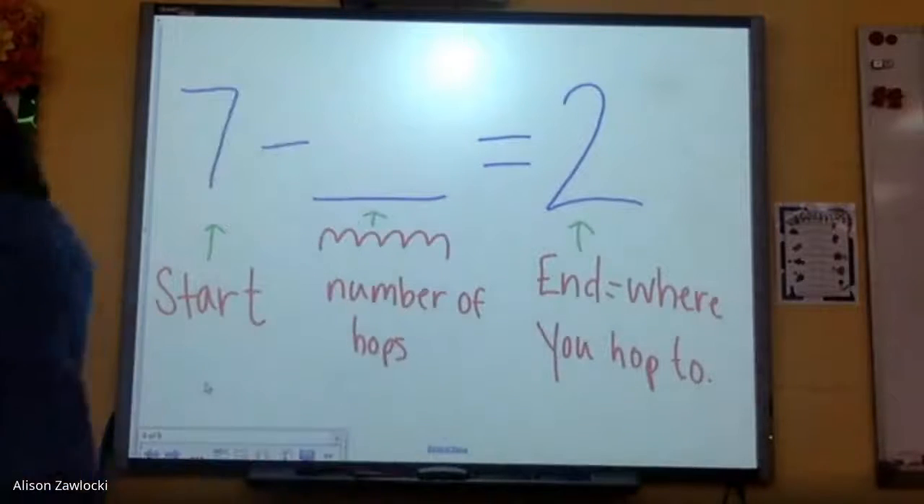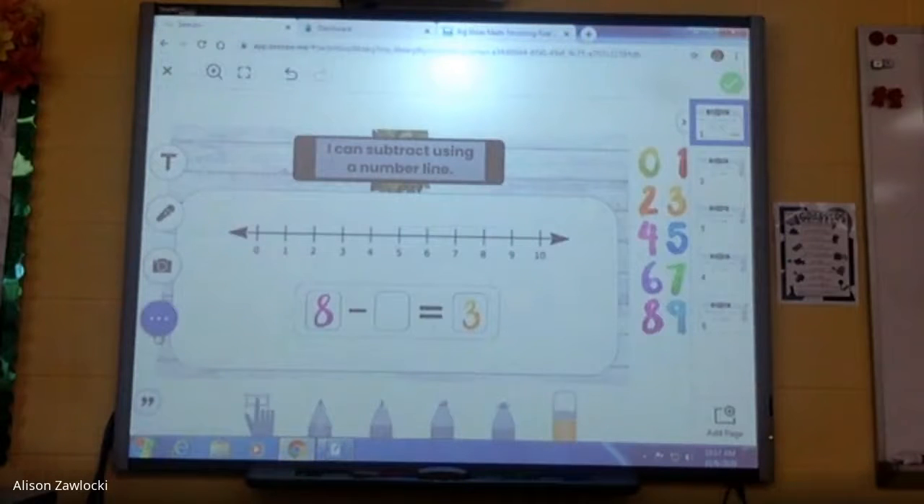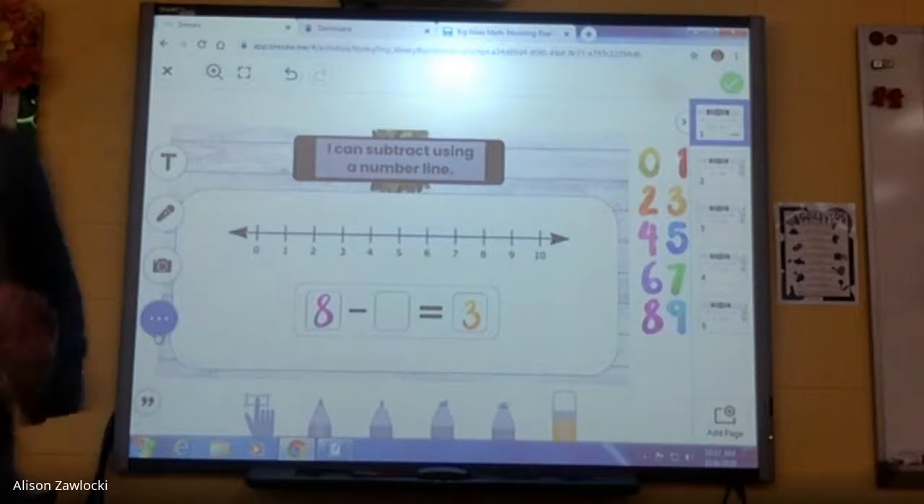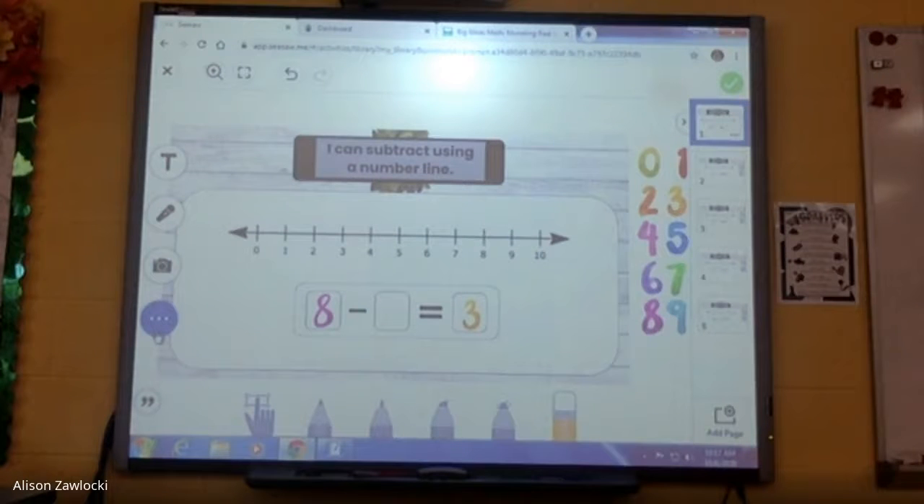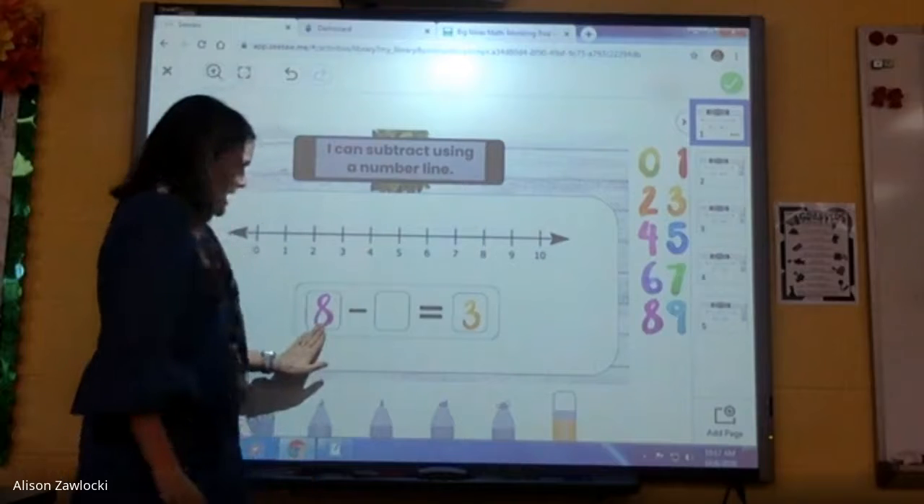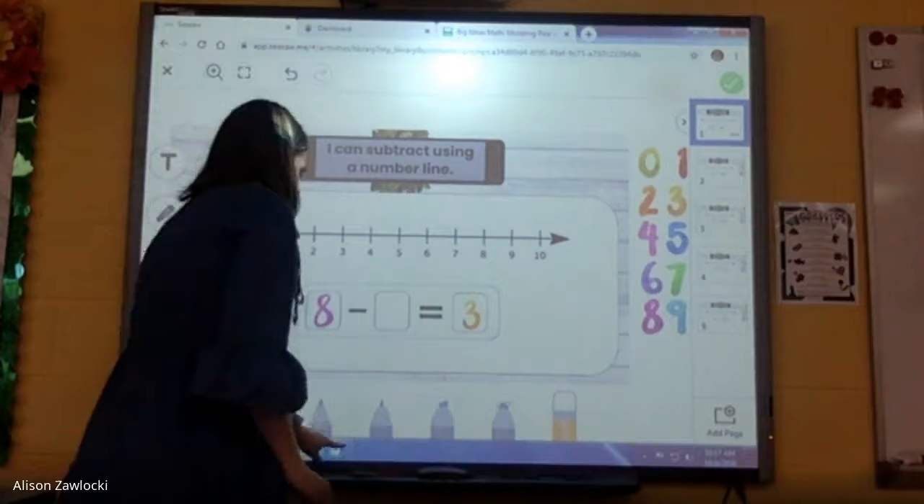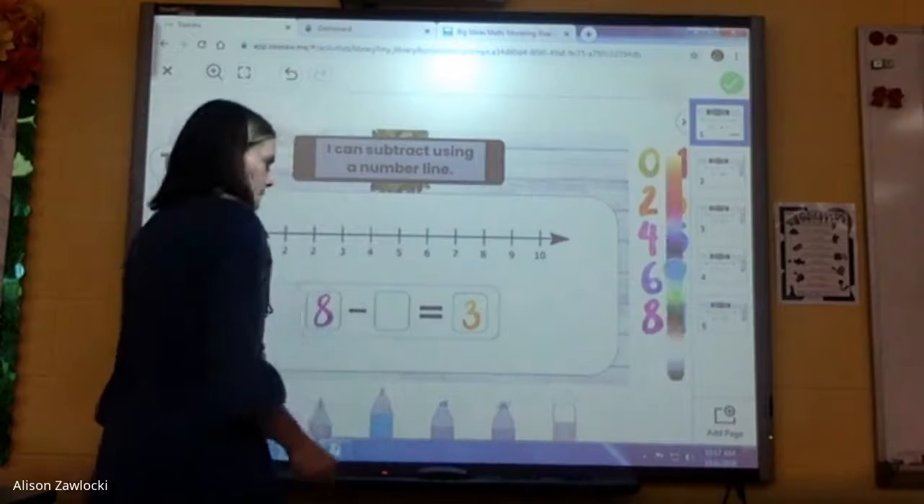Okay, let's go ahead and look at our seesaw activity. So you're going to be seeing something very similar to what you saw the other day with addition, but it's subtraction. So right here, we see our total. 8 take away blank equals 3. So remember, this is our starting point. So let's do this together.